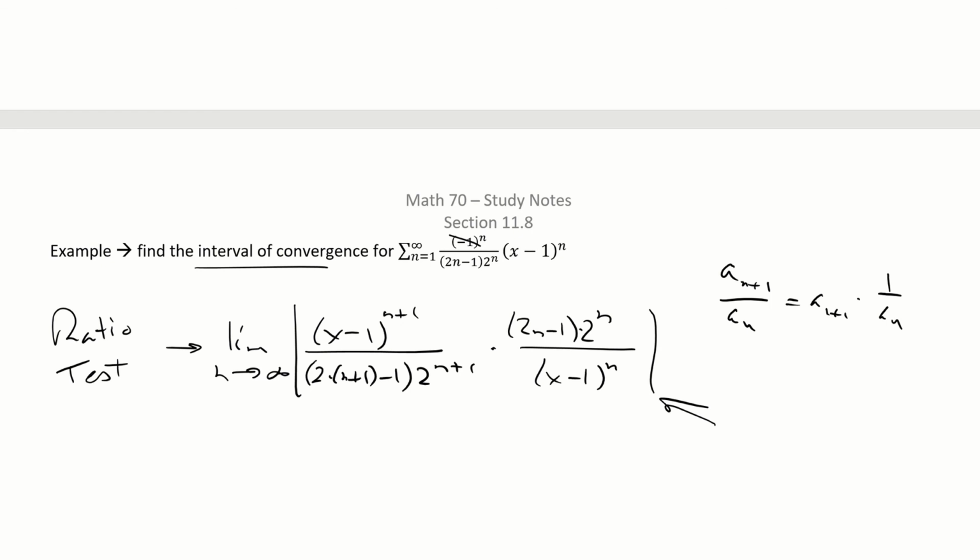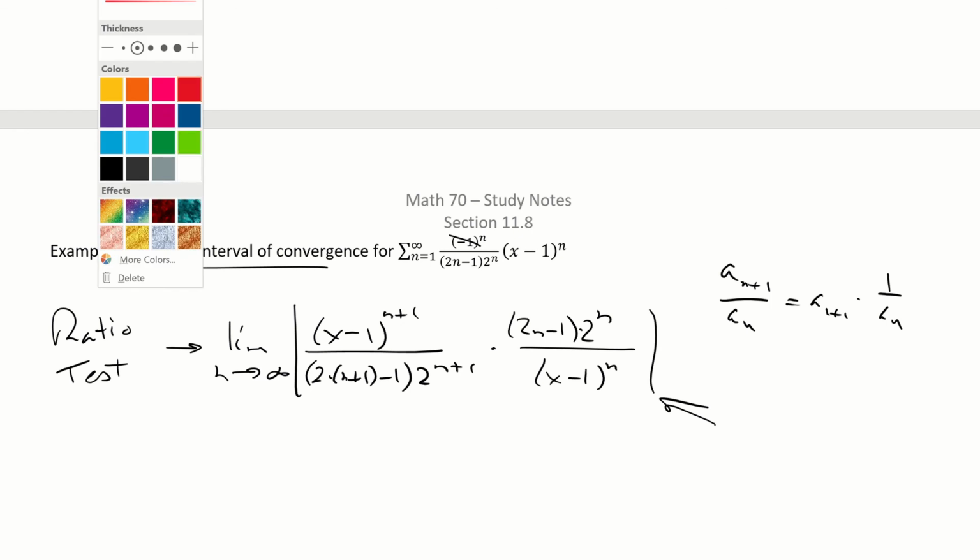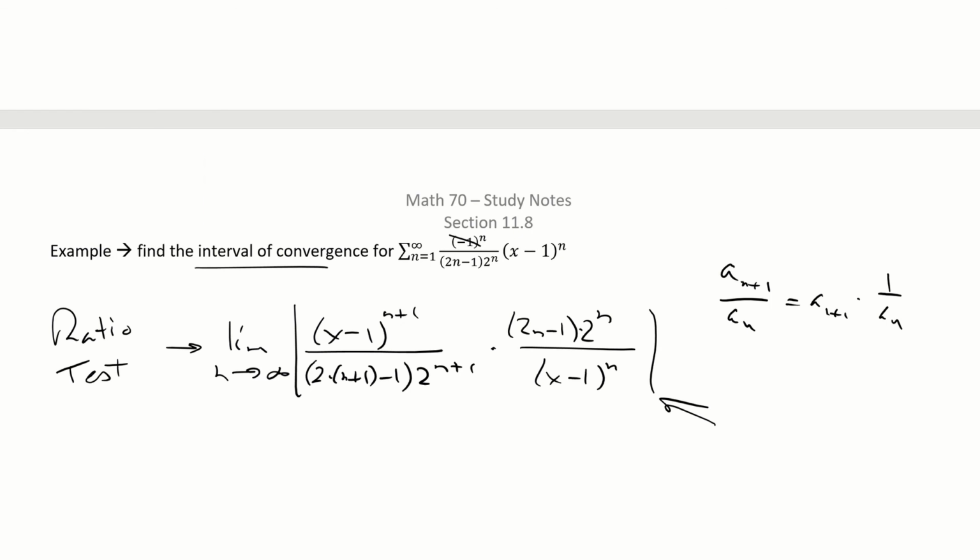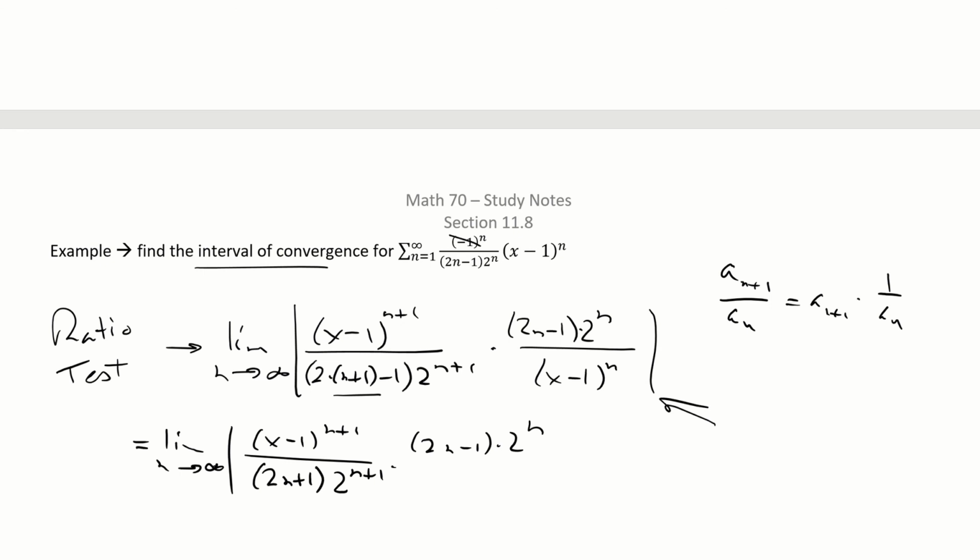Okay, time to cancel. Oh wait, let's write it a little better. So we have the limit as n goes to infinity of absolute x minus 1 to the n plus 1. The only thing I'm really going to do here is this guy right here. He's 2n plus 2 minus 1, so he really becomes 2n plus 1, and then times 2 to the n plus 1. And over here, 2n minus 1 times 2 to the n, and then downstairs is x minus 1 to the n.